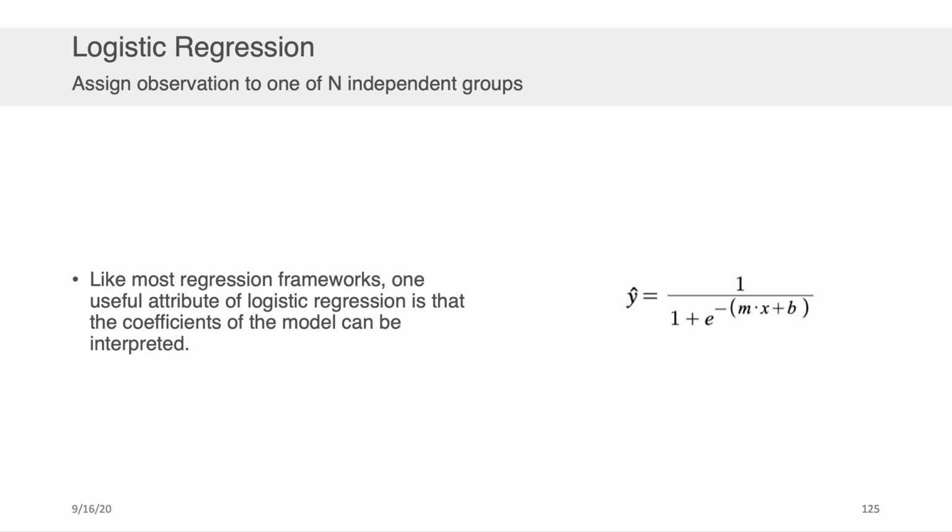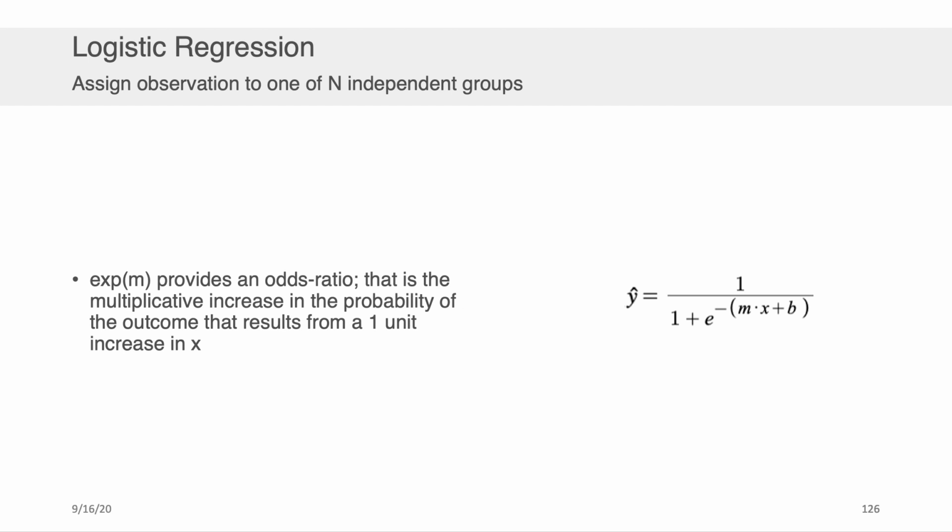Now, one of the things that's nice about simple models like logistic regression, or any of the models in the regression family, is that the coefficients are easy to interpret. So one of the things you do when you're dealing with logistic regression is compute an odds ratio by taking the exponential of the coefficient value. So for instance, on the right-hand side, if m was the coefficient that described the effect of x on y after being put through the sigmoid, of course, the exponent of m there would tell us the multiplicative increase in the probability of the outcome that is the result from a 1-unit increase in x.